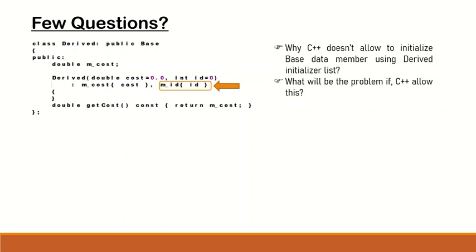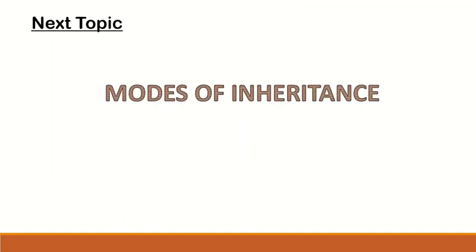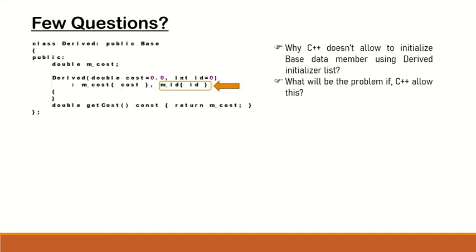I hope you understand this. In the very next video, we're going to see a demonstration of how this works together. Before we start the next topic, modes of inheritance, we're going to see this part of inheritance: when you create the derived class object, how can we initialize derived class data members using the derived class constructor, as well as how can we initialize base class data members using the derived class constructor. We're going to see this as part of the demonstration in the Dev C++ IDE.